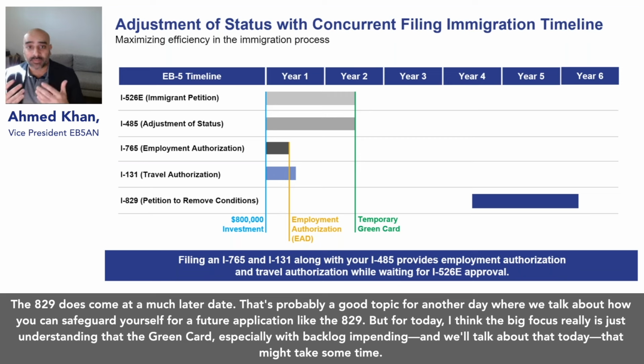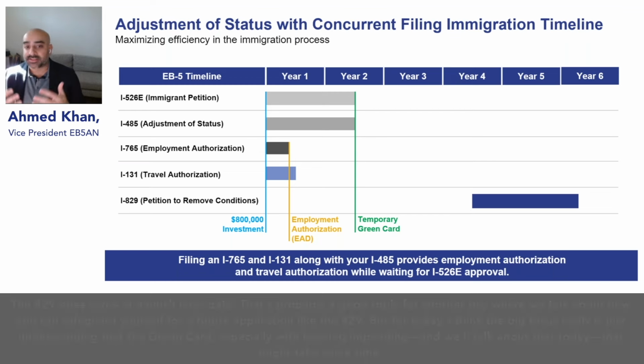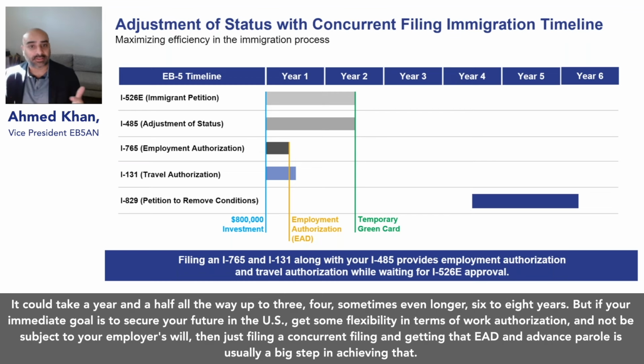But for today, I think the big focus really is just understanding that the green card, especially with backlog impending, and we'll talk about that today, might take some time. It could take a year and a half, all the way up to 3, 4, sometimes even longer, 6 to 8 years. But if your immediate goal is to secure your future in the US, get some flexibility in terms of work authorization and not be subject to your employer's will, then just filing a concurrent filing and getting that EAD and advance parole is usually a big step in achieving that.